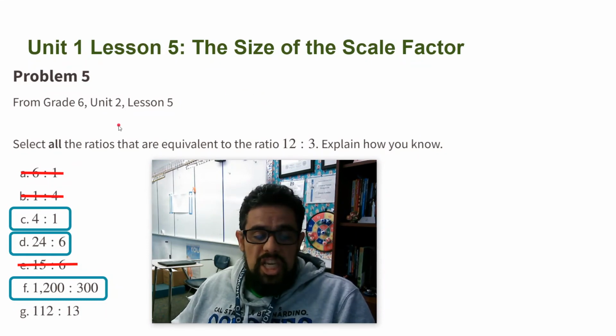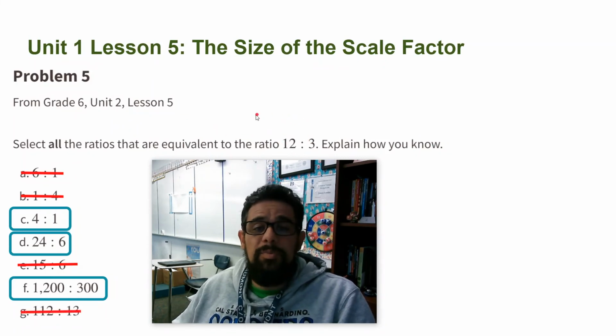And part G, 112 and 13. This one, they literally just put a 1 in front of it. That is not an equal ratio. You need to multiply by the same number.